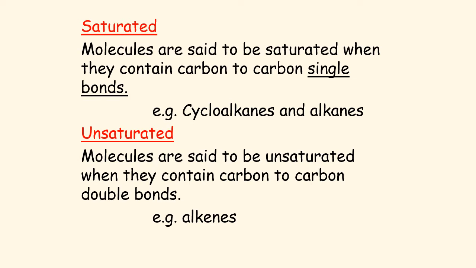Saturated begins with an S, single bonds begin with an S, so S goes with S. And examples of saturated hydrocarbons are cycloalkanes and alkanes. Unsaturated means any hydrocarbon that contains at least one carbon-to-carbon double bond. And of the hydrocarbons that you've learned so far, alkenes are your example of unsaturated hydrocarbons.